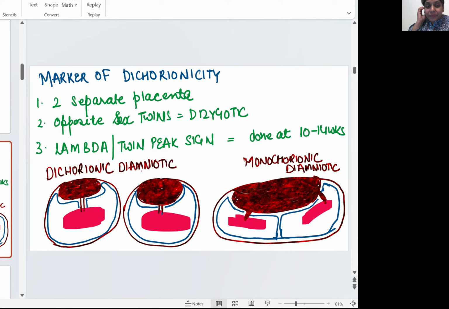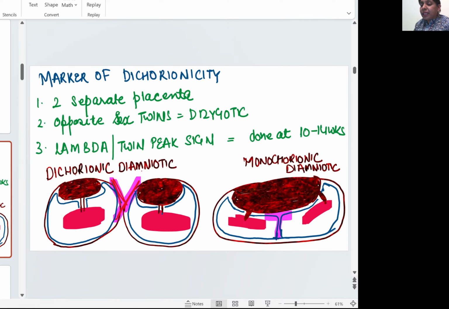And if it is a monochorionic placenta, then there will be which sign? T sign. See, there will be no chorion in between. If there is chorion in between, it leads to lambda sign. If there is dichorionicity, then it leads to lambda sign. If there is no dichorionicity, then it leads to T sign.